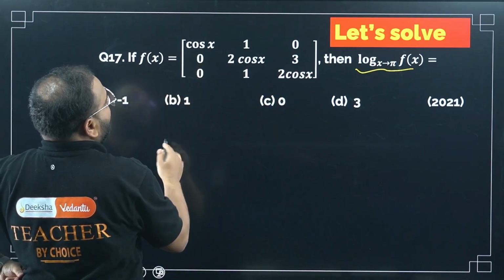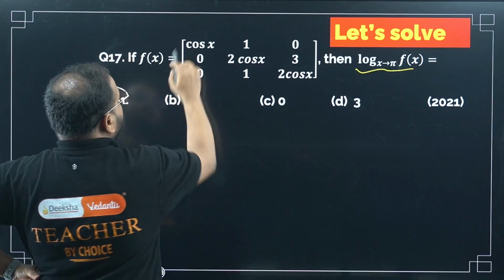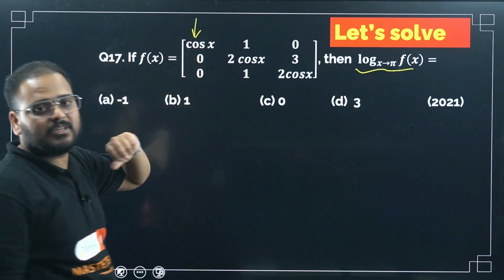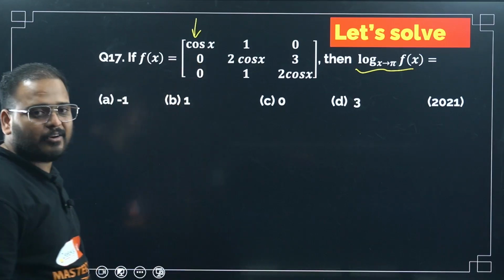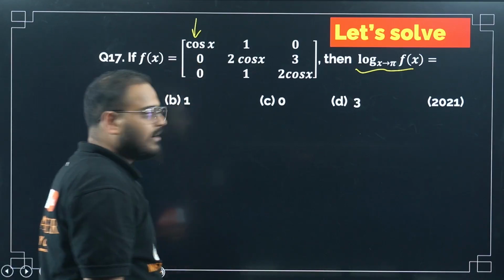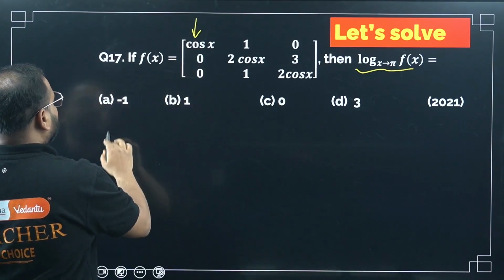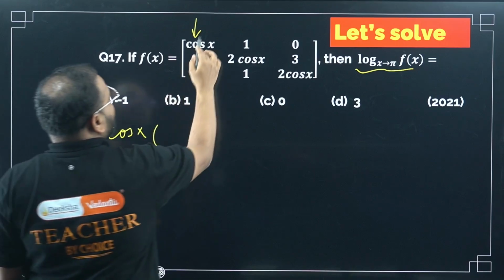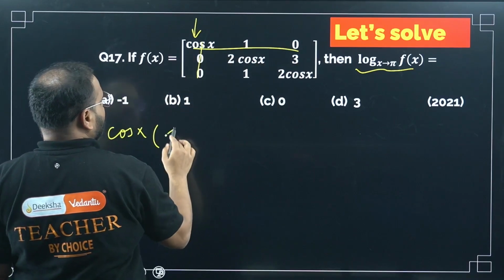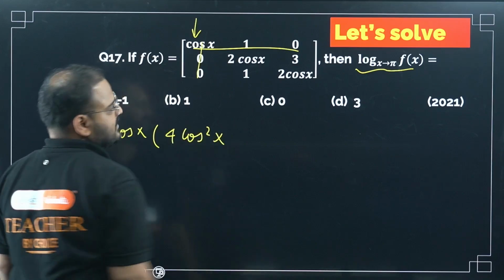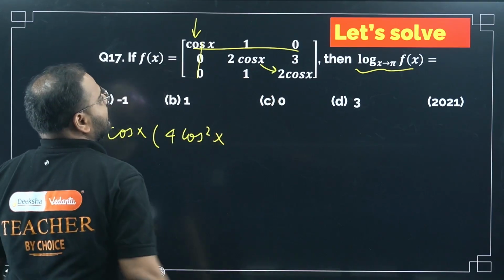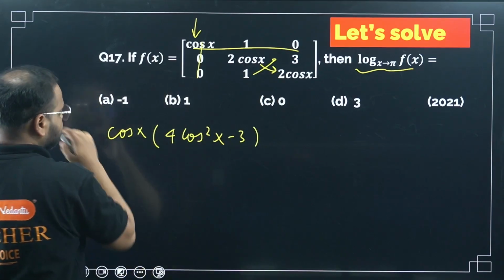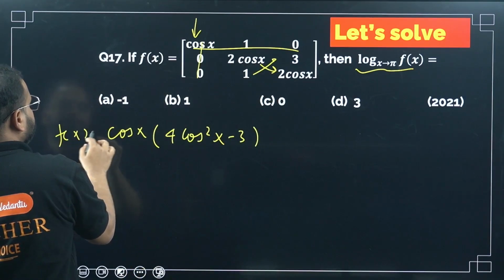How will I find the determinant? Can I expand across this first column? Why? Because here in the first column, the second and third terms are 0. So I don't have to find the other values, only for cos x I can find out, that will be enough. Right. So across the first column, check. I'll find cos x will be positive because 1 is even, so positive cos x times. I'll cancel this and this. So 2 into 2, how much is that? 4 cos square x, right? This into this. And what about this? Minus 3. Okay. This is the determinant value. This is the f(x) value. I'm finding the determinant of this.